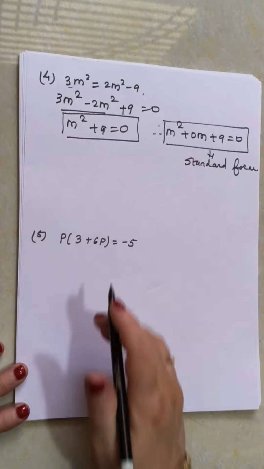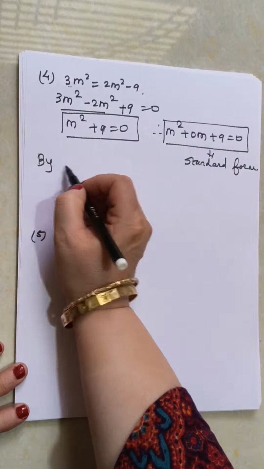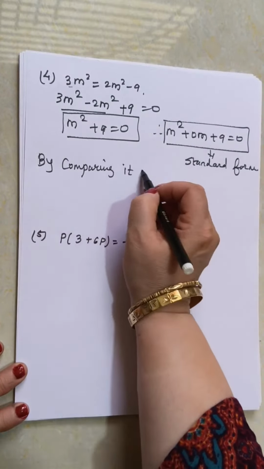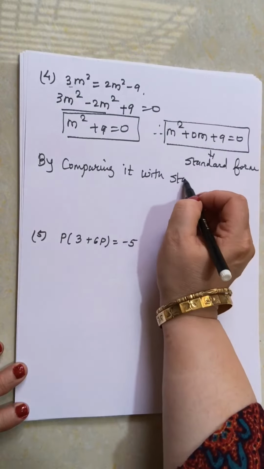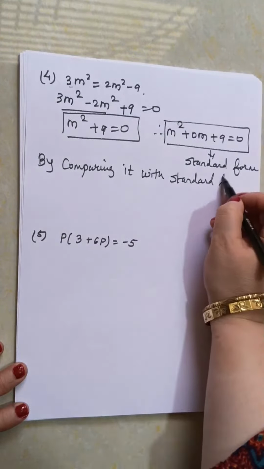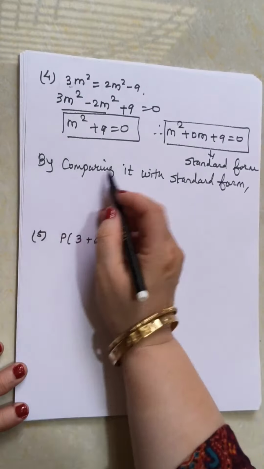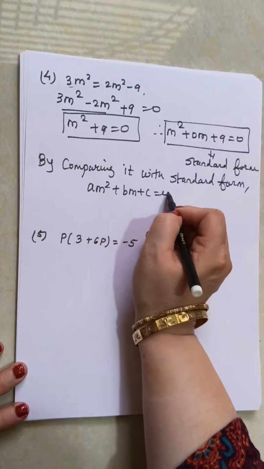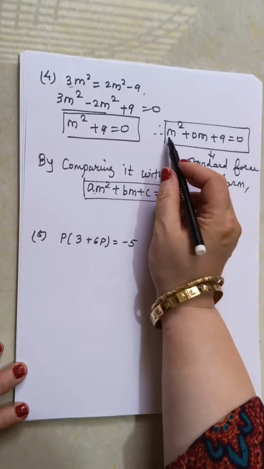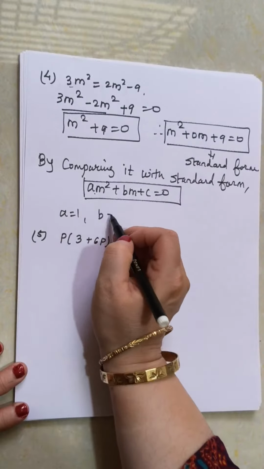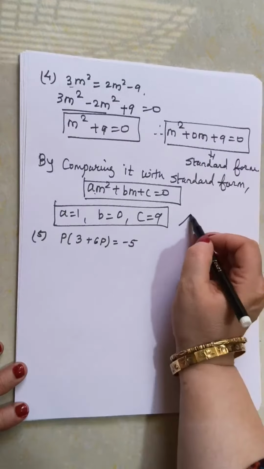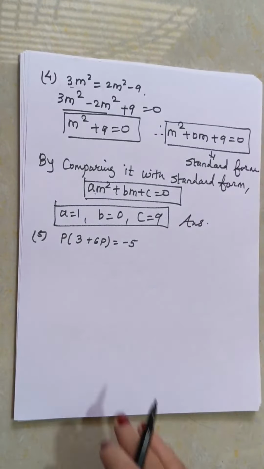ओके. तर पहा आता बाय कम्पेअरिंग इट with standard form. So standard form काय आहे? am² + bm + c is equals to 0. So a काय होणार? 1, b काय होणार? 0 आणि c काय होणार? 9. And this is my answer. Is everybody getting?